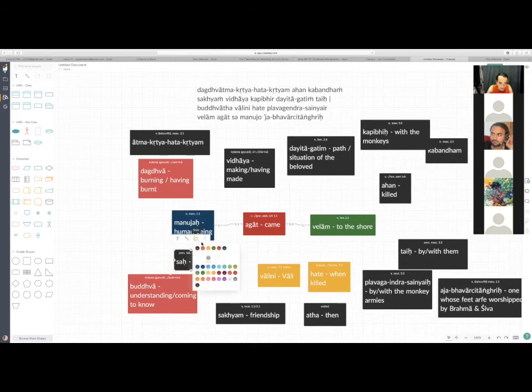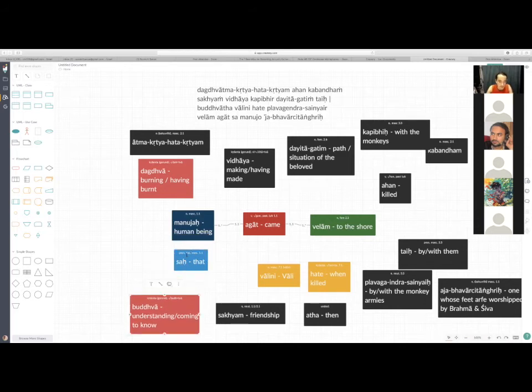Human being. And this is a connector. Okay, next. Do we have any other visheshanas or adjectives for Manujaha here? Ajabava Architambrahi. Oh, yes. Achitangiri. Yeah, correct. So that's how we find them.